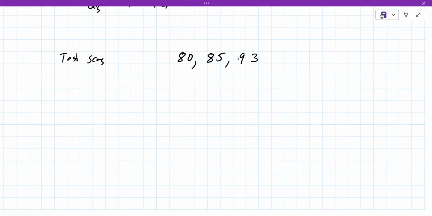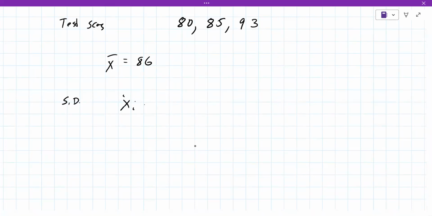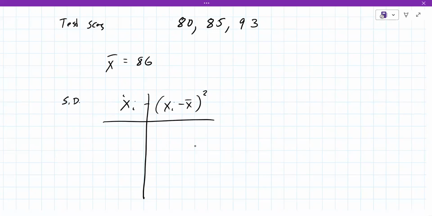The average of those? Okay. Yes. Calculator. 80 plus 85 plus 93 divided by 3. 86. Okay, so the average, x bar, is 86. So are we finding the standard deviation? To find the standard deviation, the first thing we do is take each sample minus the mean, squared. 36 plus 1 plus 49, divided by 3, and then the square root.